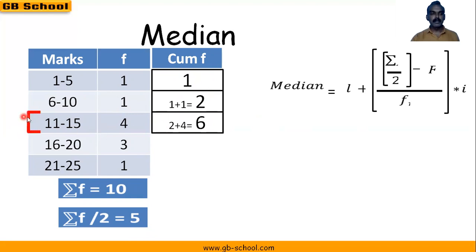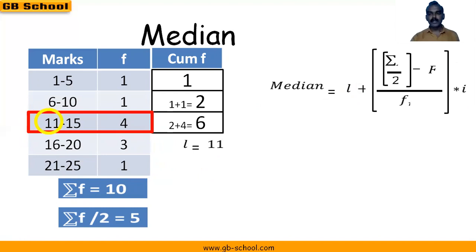So we have to make a box like this in this class interval. Making this box is most important when we are calculating the median. Once the box is done, the remaining part will be very easy. Now what is L here? L means the lower limit of the class interval where the median lies. So we are going to say the median is going to come here only. So the lower limit is 11. So L is equal to 11, this point.